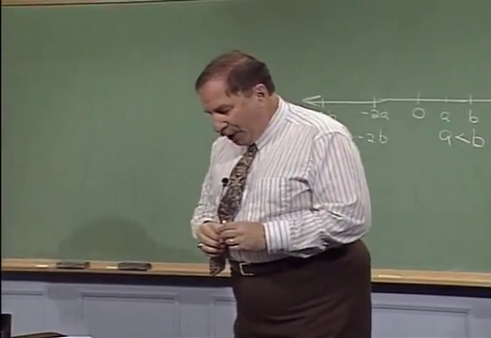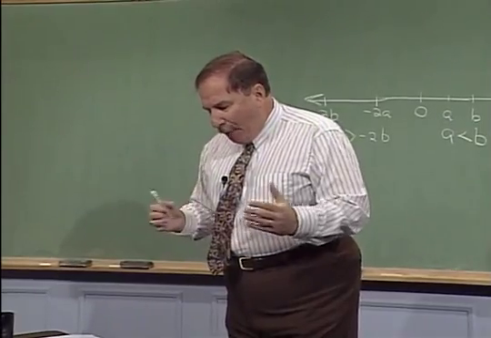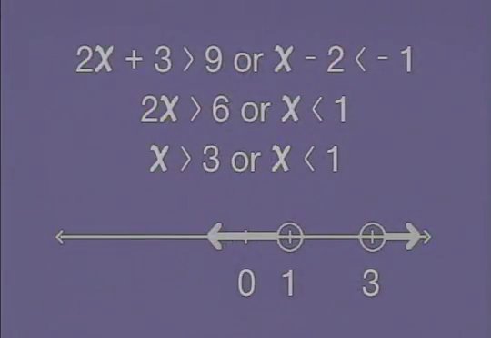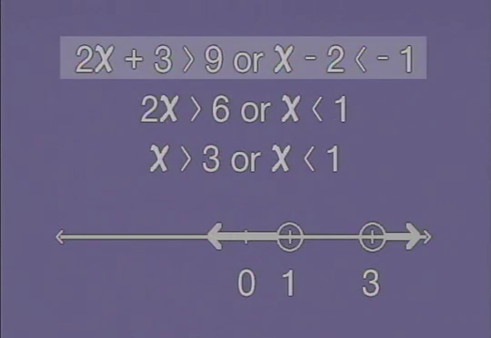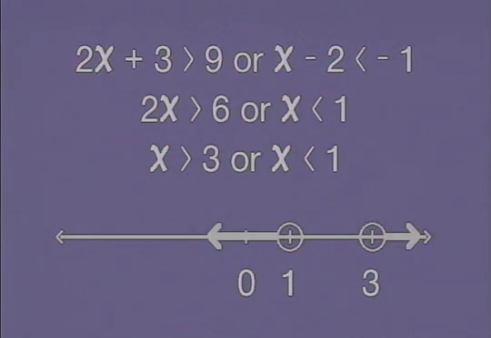We have the next visual, which is a compound inequality. That is, 2x plus 3 is greater than 9, or x minus 2 is less than negative 1. Okay? What we simply do is solve the two inequalities independently, leaving that word or between the two solutions. We divide by 2, and 2x is greater than 6. We don't have to divide when x is less than 1. So we get x is greater than 3, or x is less than 1.